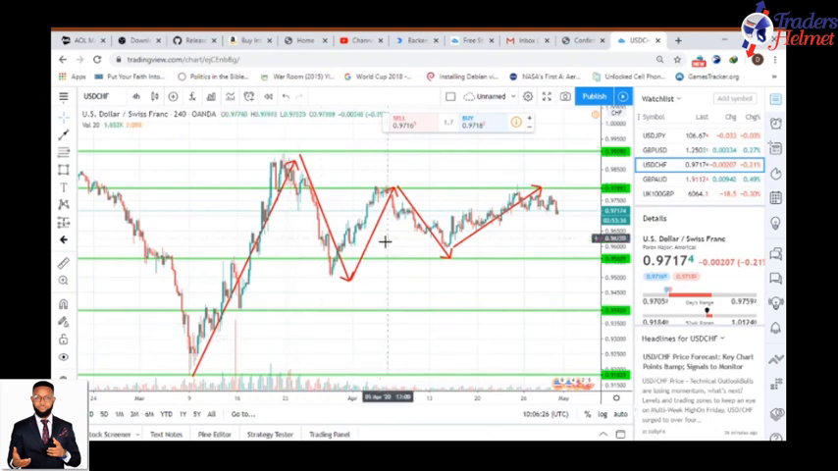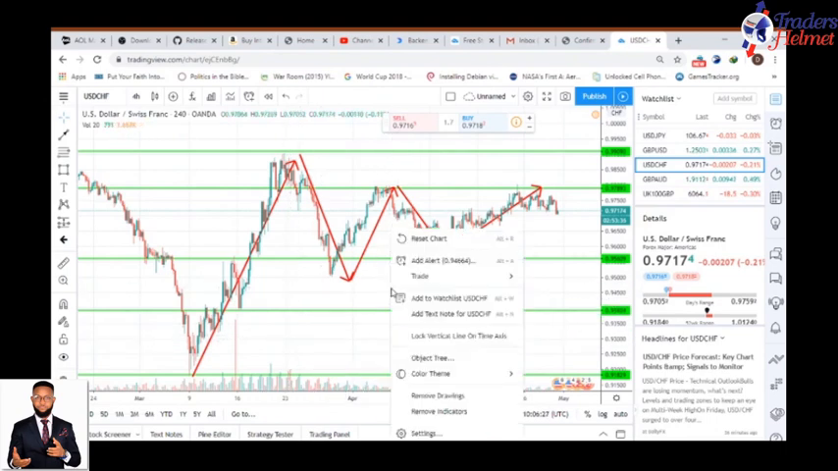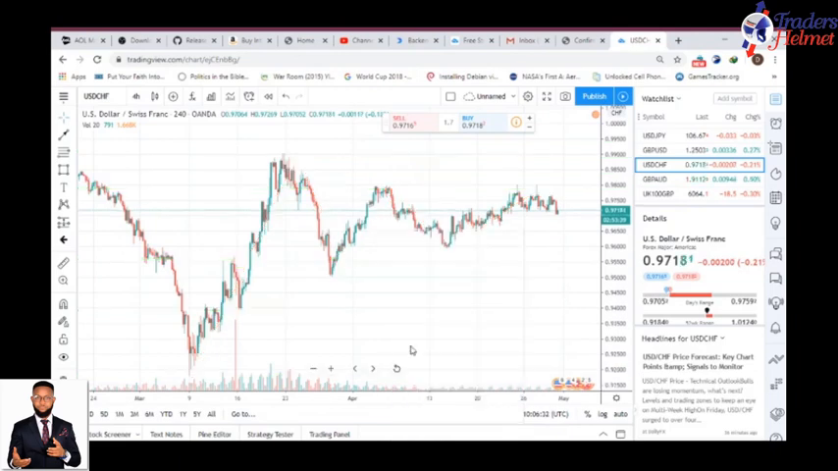I'm clearing off all drawings and indicators. Okay, so guys, before you take a trade, you have to look at the price, the chart, in the 4 hours time frame, in the 1 hour time frame, in 30 minutes, and then in 15 minutes. You can look at this. This is 4 hours. I'm selecting this.